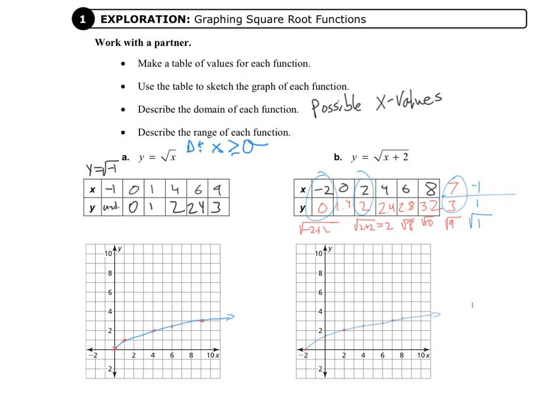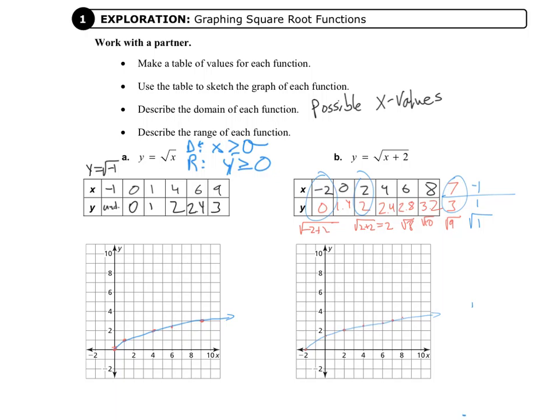What about the y values? Well, notice all of these y values are above the x-axis. There's one point that's right on the x-axis. So the range, we'll say, is all the y values that are greater than or equal to 0, because there is one point that has a y value of 0. This guy right here. Okay?